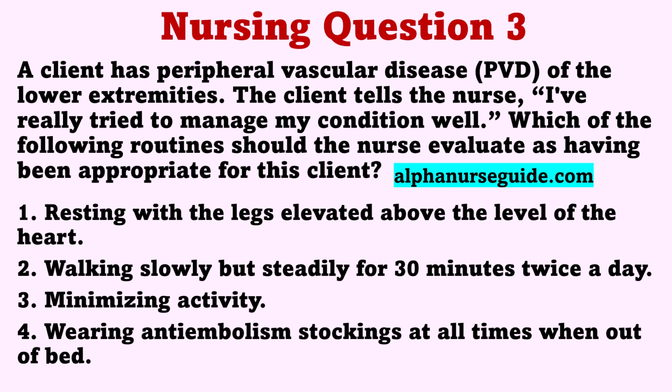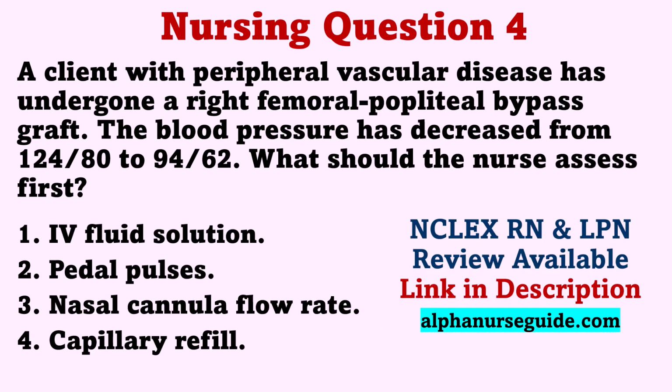peripheral arterial disease. A client with peripheral vascular disease has undergone a right femoral popliteal bypass graft. The blood pressure has decreased from 124/80 to 94/62. What should the nurse assess first? 1. IV fluid solution. 2. Pedal pulses. 3. Nasal cannula flow rate. 4. Capillary refill. The correct answer is 2.